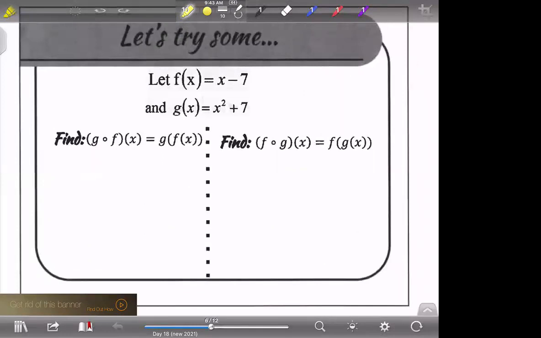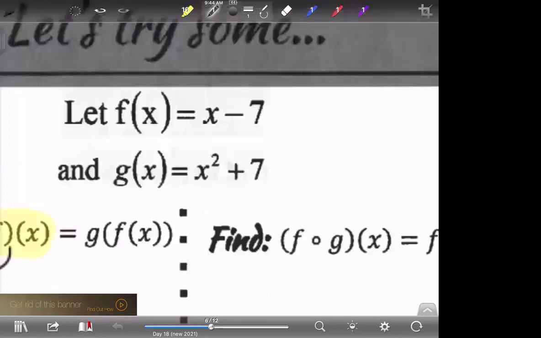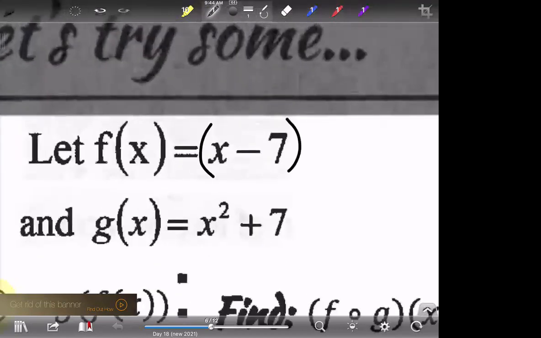All right, so on the next page, we have two new functions. We have f of x equals x minus 7 and g of x equals x squared plus 7. So for the question on the left, we're going to take f of x and plug it into g. So f is closest to x, so I'm going to put the entire function f of x into parentheses. So the x minus 7 goes into parentheses. And then I'm going to move that down here where this x was.